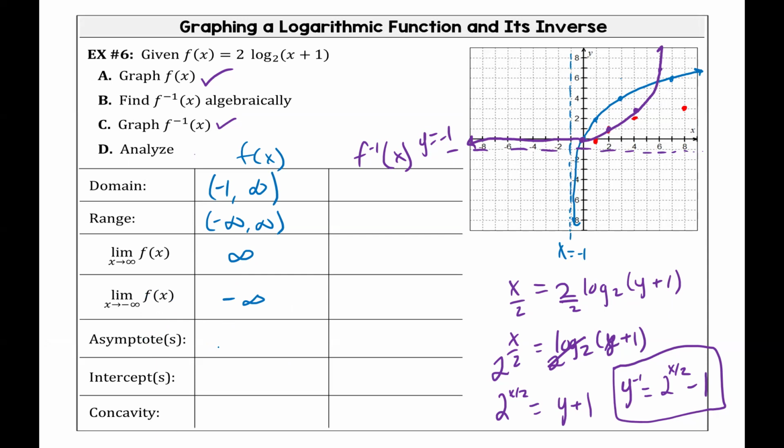Asymptotes. We have a vertical at x equals -1. And our intercept now is where? 0, 0. Did our concavity change? Nope, we are still down. And that's because our rate of change is positive, but it's decreasing.